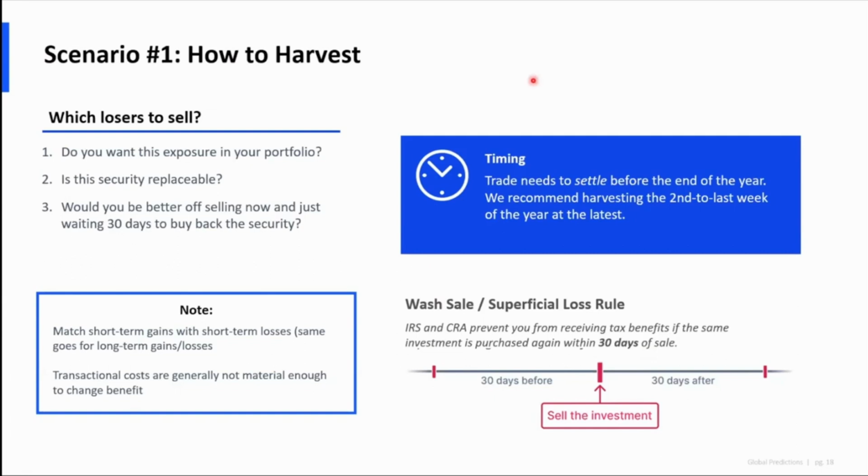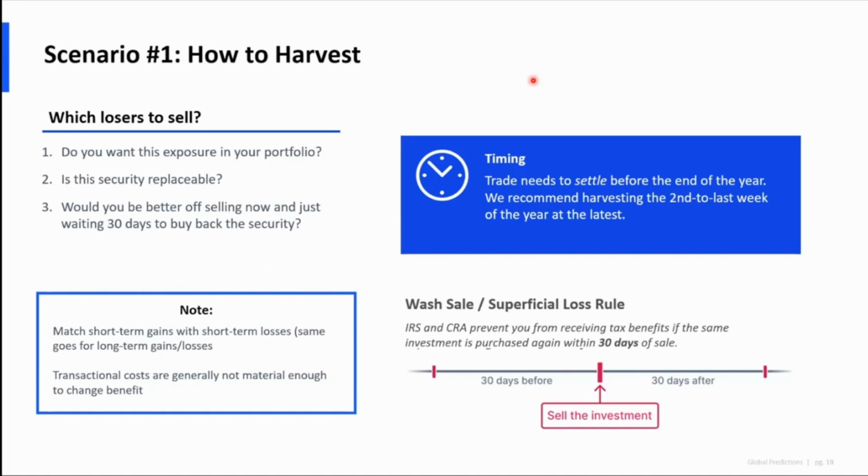Couple other things that are important. So the timing of this. Taxes are assessed on a calendar year. The important thing to note is it doesn't just have to do with when you make the trades. So if I want to tax loss harvest this year, even if I make a bunch of trades on the last day of the year, it has to do with when the trades settle.